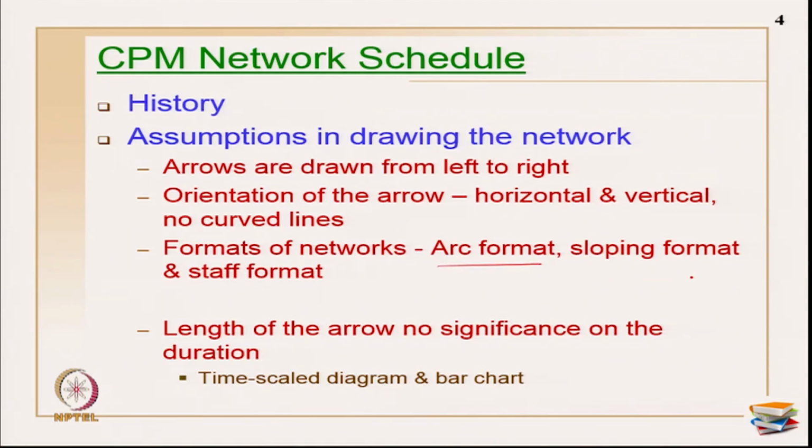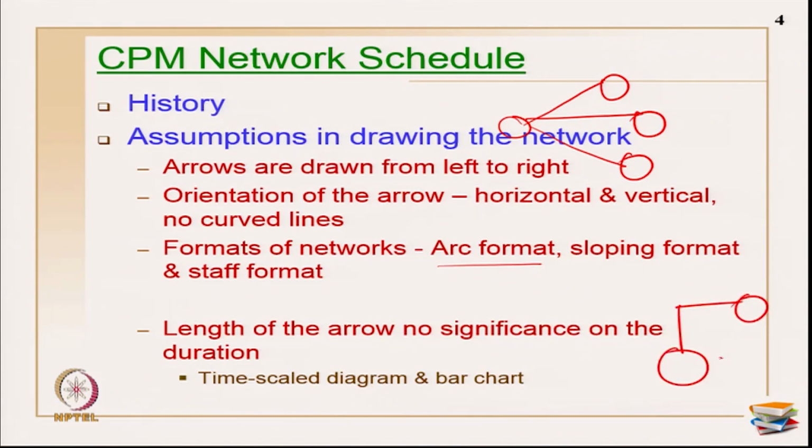The other one is called the sloping format. The sloping format generally has horizontal lines and also sloping lines, which we call angular lines, for representing the activities. So, it is represented like this. In the star format, we represent the same thing in terms of horizontal and vertical lines only; there are no sloping lines. As such, there are 2 ways of presenting your diagrams.